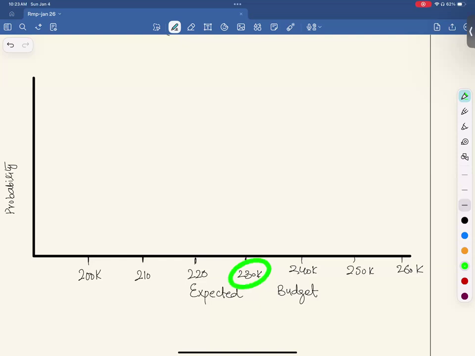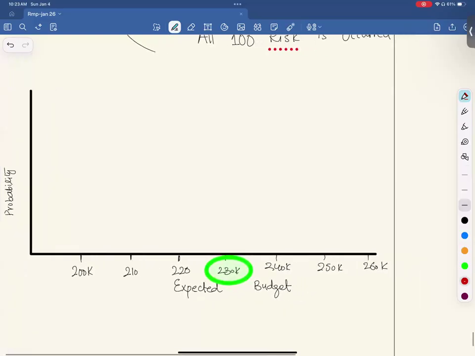230K would be your budget. This is what your estimate is. Now let's see what Monte Carlo simulation says. So we discussed that if all 100 risks are occurred, what's the probability of completing your project in 230? Anyone, please? If all 100 risks are occurred.